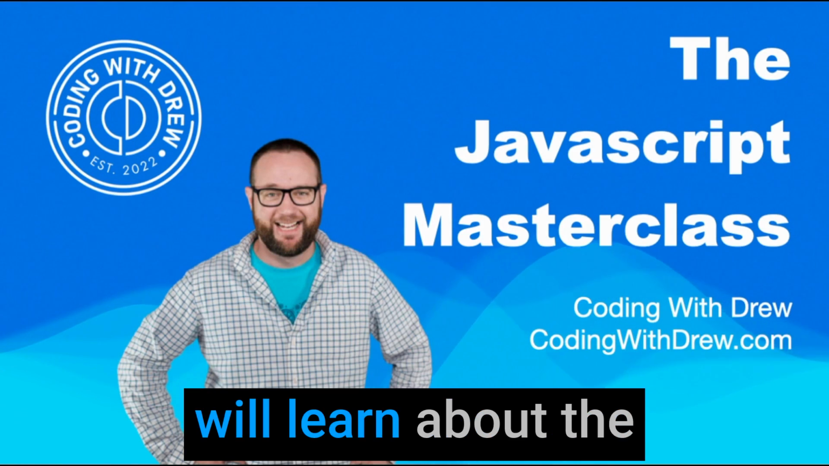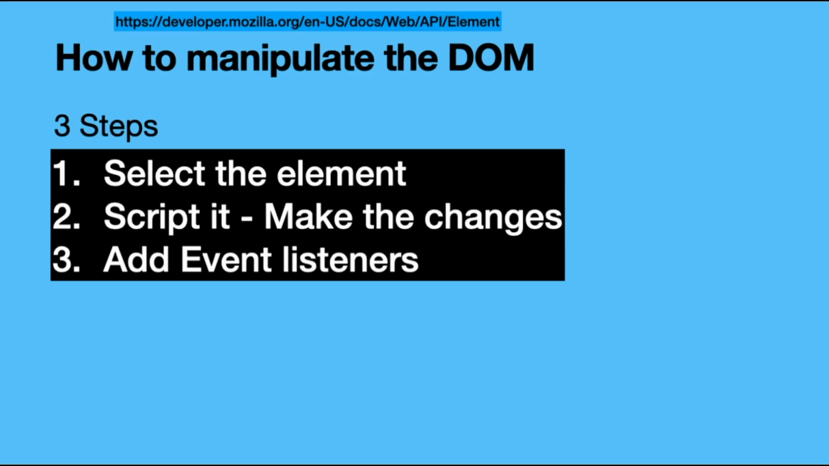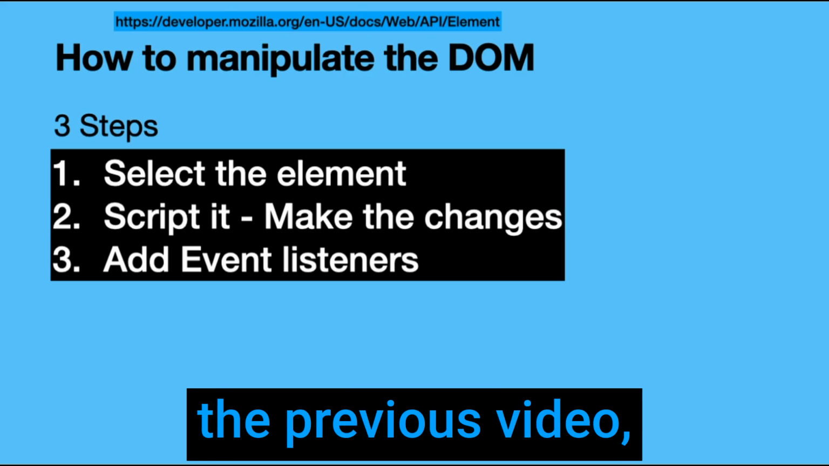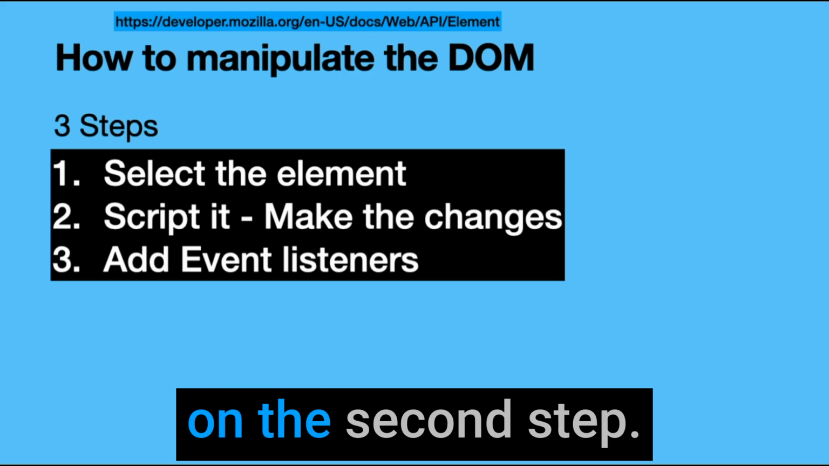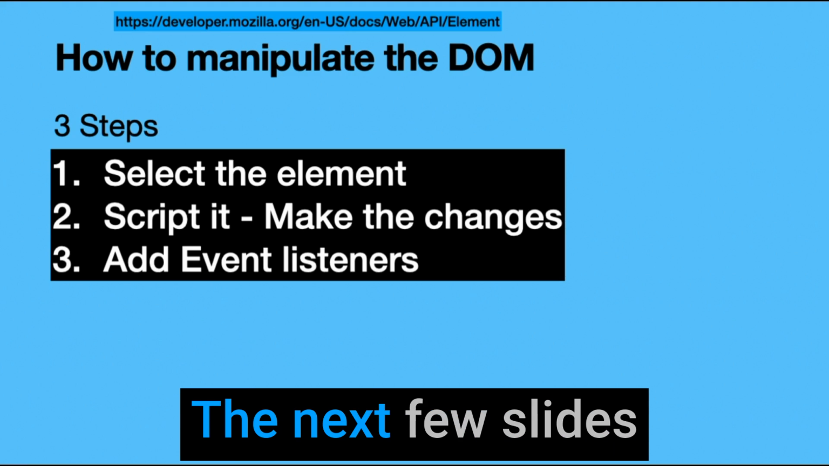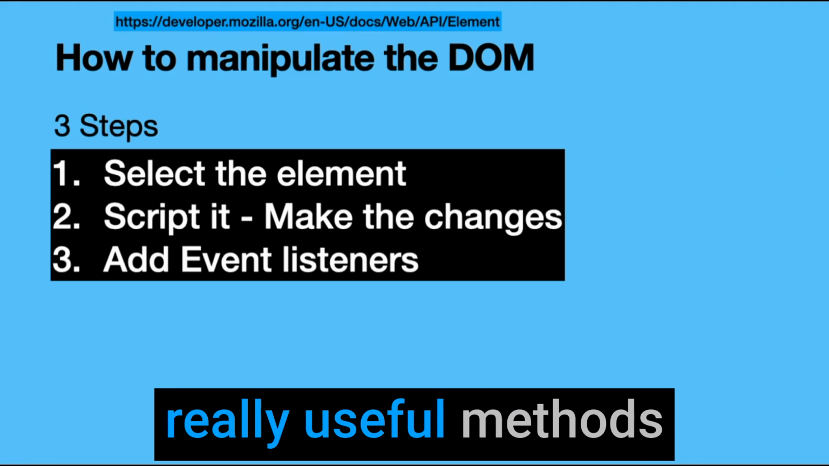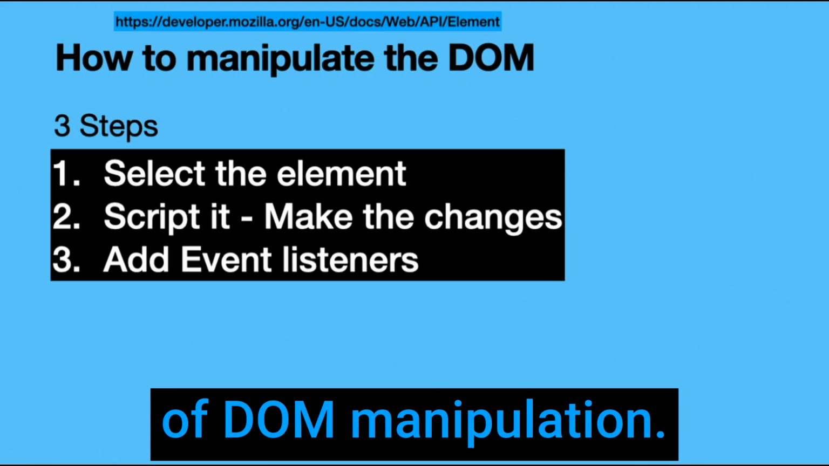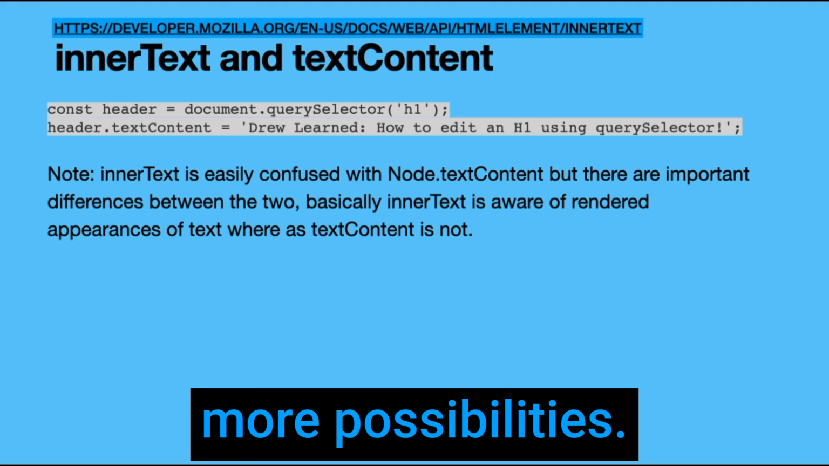In this video, we will learn about the meat and potatoes of DOM manipulation. If you recall from the previous video, there's 3 steps to manipulating the DOM. This video will focus on the second step. Script it. Make the changes. The next few slides are intended to be just a short list of some really useful methods of DOM manipulation. Review the links in the course notes for more possibilities.